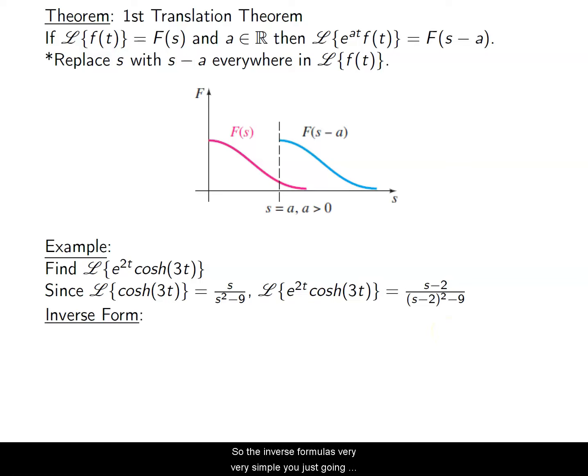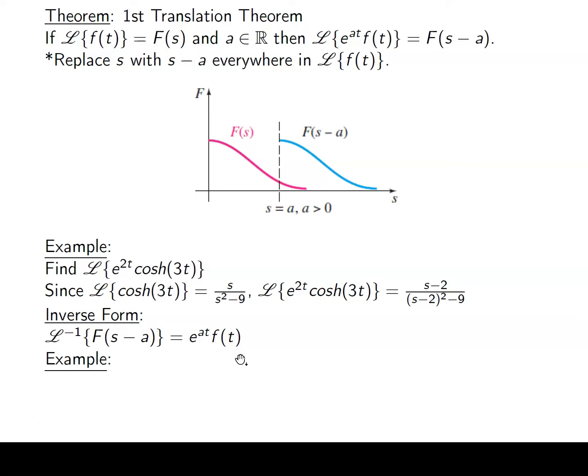So the inverse form of this is very, very simple. You're just going the opposite way. The inverse Laplace of F of s minus a will give you e to the at times f of t. So here's an example of that as well. Let's do the inverse Laplace of 2s plus 5 over s squared plus 6s plus 34.